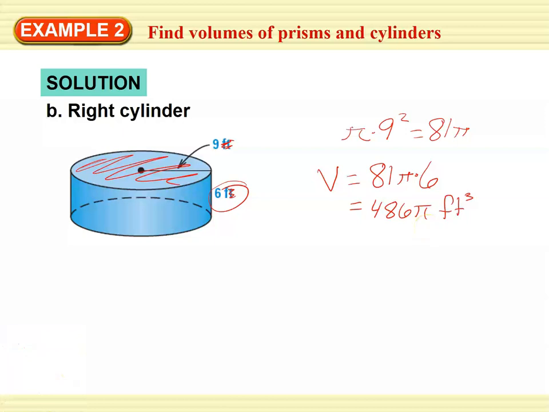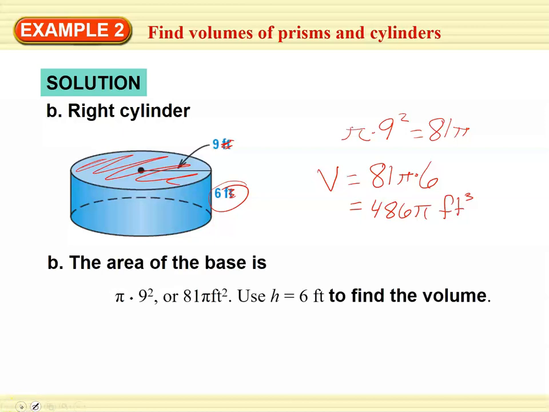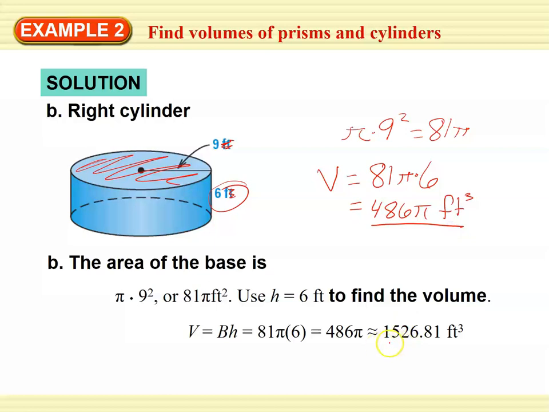Otherwise, if you multiplied it all out, that's fine. So you can write your answer either this way, or if you actually just typed it all into your calculator, including the pi, you would get 1,526.81 feet cubed. Okay, so either this answer or this answer, both are correct.